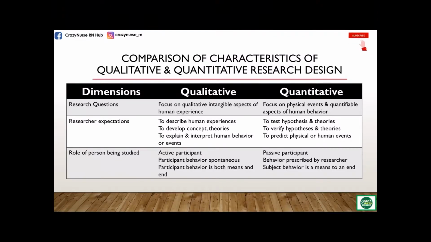As to role of person being studied, in qualitative, the participants are active. The participants' behavior is spontaneous, and participants' behavior is both means and end. For quantitative, the participants are passive. Their behaviors are prescribed by researchers, and subject behavior is a means to an end.